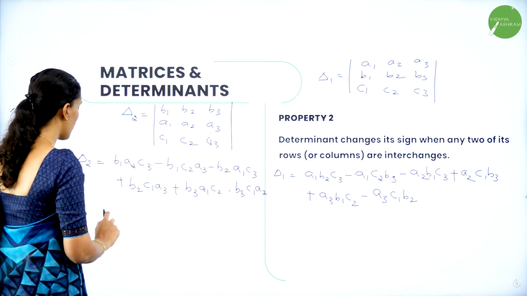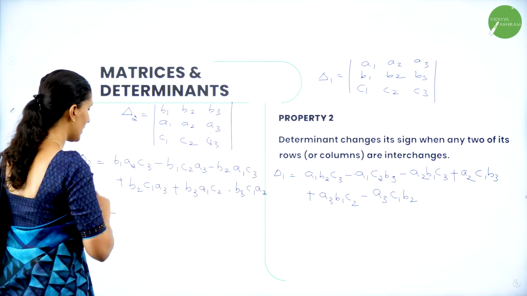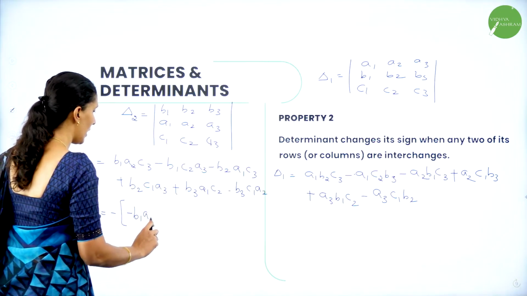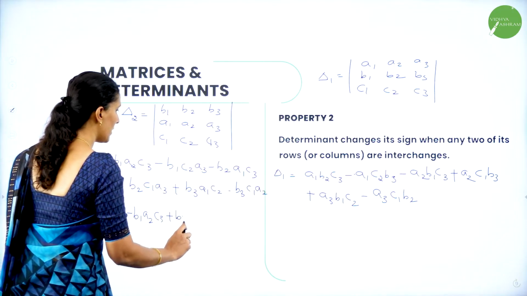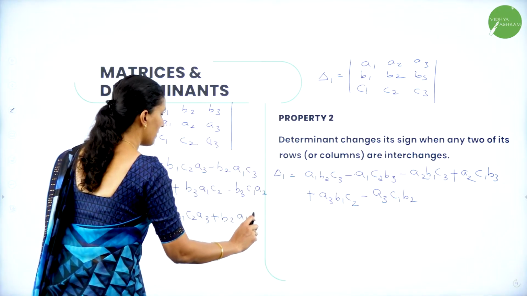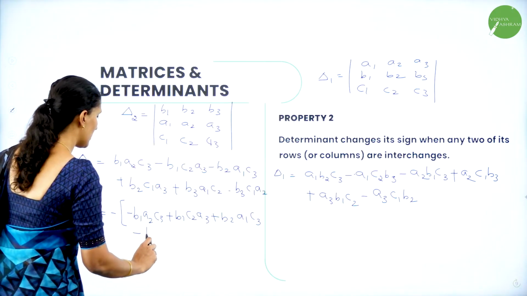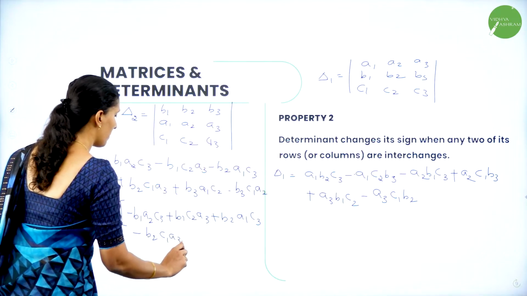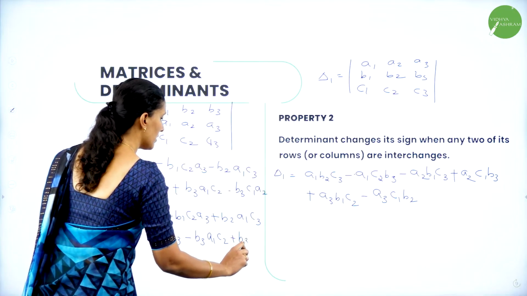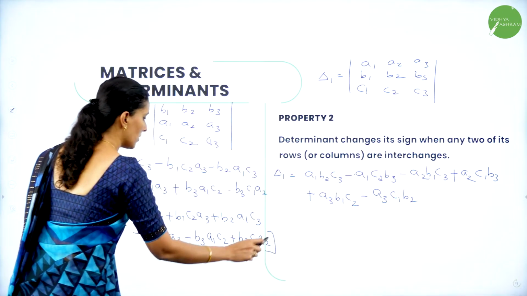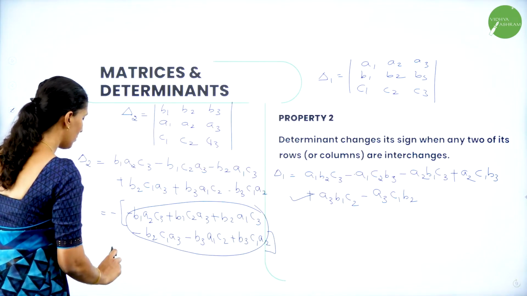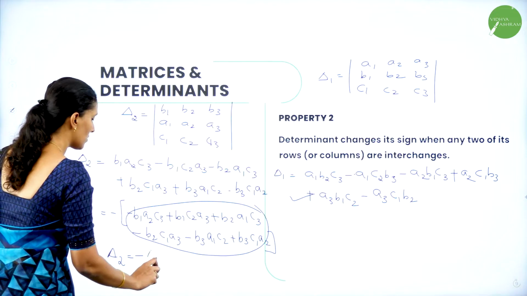So here let me take minus as a common factor. If you take minus as a common factor, here you will get minus of B1 A2 C3 plus B1 C2 A3 plus B2 A1 C3 minus B2 C1 A3 minus B3 A1 C2 plus B3 C1 A2. So clearly this is the value which you have in delta 1. So here you have delta 2 is equal to minus of delta 1.